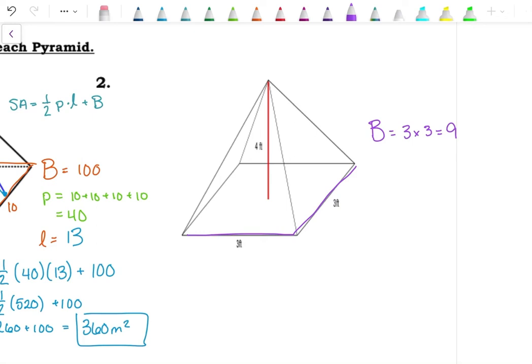Next thing I need is my perimeter. Perimeter I'm going to get by adding up all my sides. In this case, they're all 3. So 3 plus 3 plus 3 plus 3 is 12. The last thing I need is my slant height.